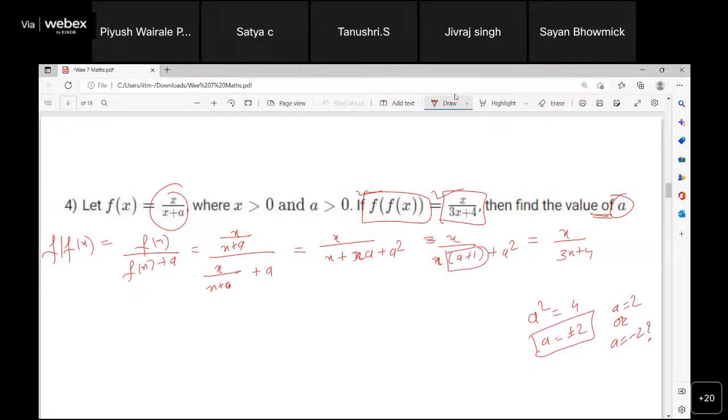A is greater than 0, so a is equal to 2. Here it is also given, but you can use this whole expression also, because a plus 1 equals 3, so a should be equal to 2. If a greater than 0 is not given, then we have to do this, because when a equals minus 2, it will not be equal, right? So both the conditions you can check. Anyone any doubt? This was on composite function.